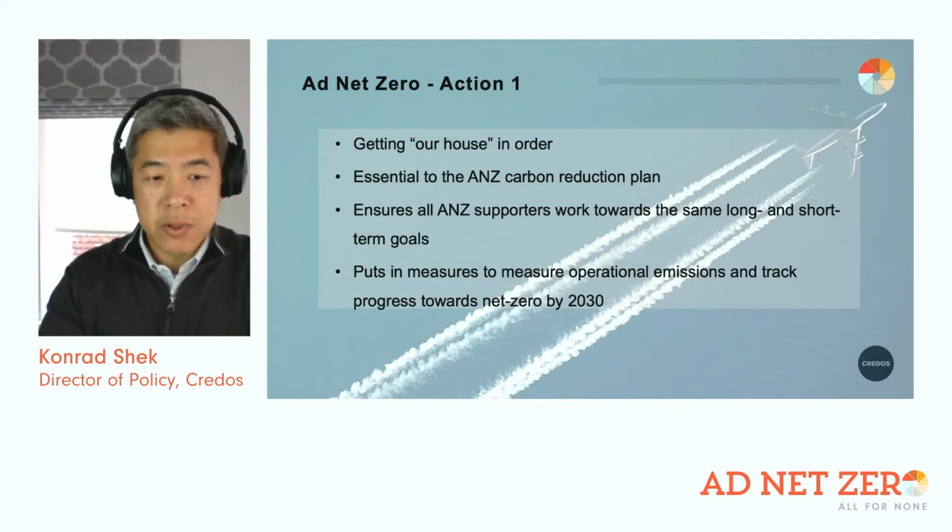Action 1 is essential to the AdNet Zero carbon reduction plan and to ensure that all AdNet Zero supporters work towards the same long and short-term goals. It's also a requirement for COP26 and initiatives like Race to Zero. Action 1 puts in a framework to allow us to measure operational emissions and track progress towards net zero by 2030. And this will be an annual exercise for AdNet Zero supporters. Supporters who submit data will then have the benefit of seeing their data against an industry-wide benchmark. Benchmarking is also helpful for companies to assess how they're doing within their peer group and to compare against different industries.